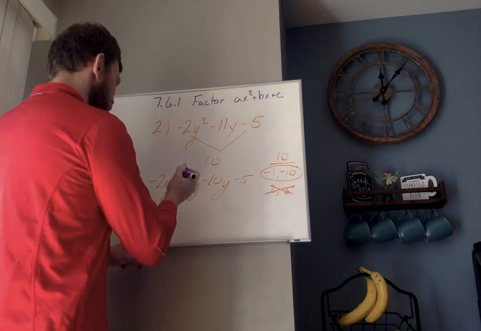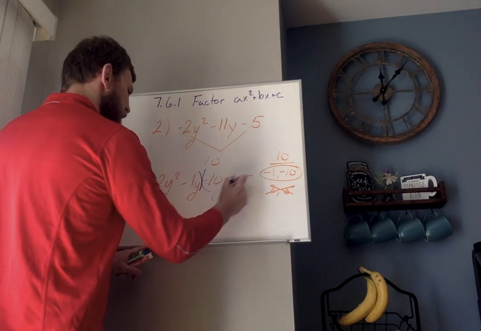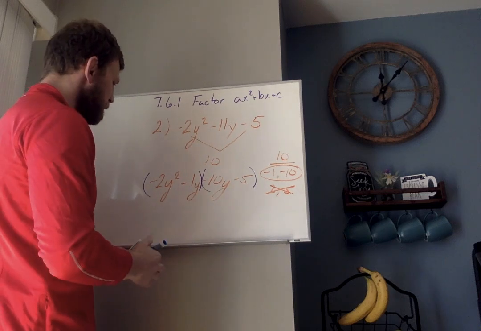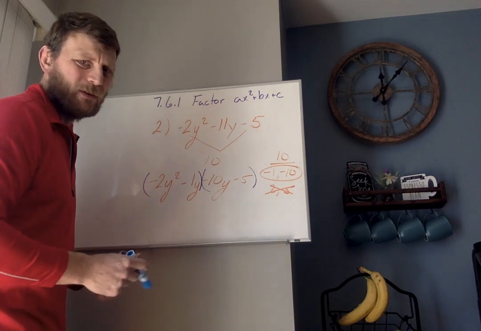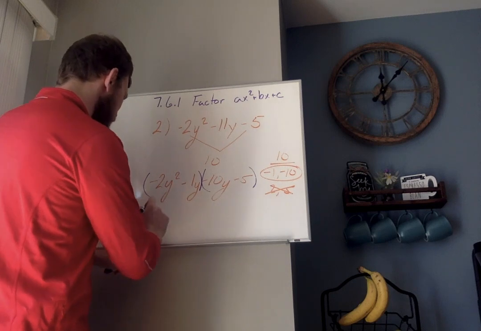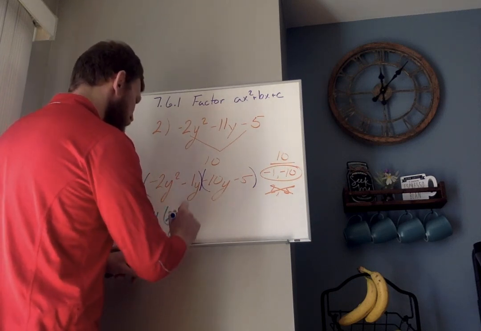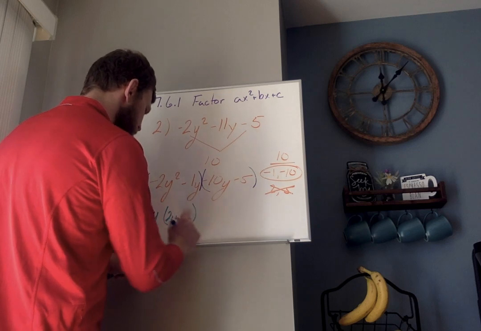And I'm going to group this and this, the front and the back. Okay, so for the front, the only thing they share is a negative. Okay, I'm going to pull that out, and a y. So I'm going to pull out a negative y. That leaves me with 2y plus 1.